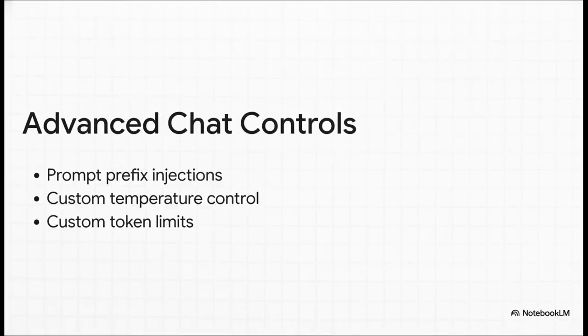This setup right here really illustrates the level of control you get right out of the gate. You have these advanced chat capabilities just baked right into the interface. You can inject prompt prefixes and suffixes to standardize your workflows, utilize direct temperature control, which is great for deciding if you want precise coding or wild creative brainstorming, and you can even set custom token limits to ensure you aren't accidentally burning through expensive API credits.